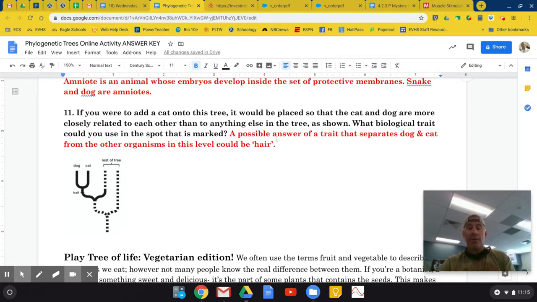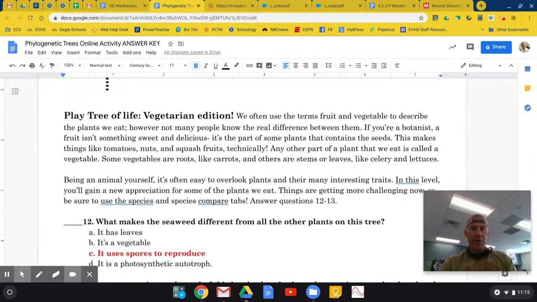So a possible answer of a trait that separates the dog and the cat from the other organisms on this level could just be hair. All the other species that we looked at did not have hair. Then we moved on to Tree of Life, Vegetarian Edition.